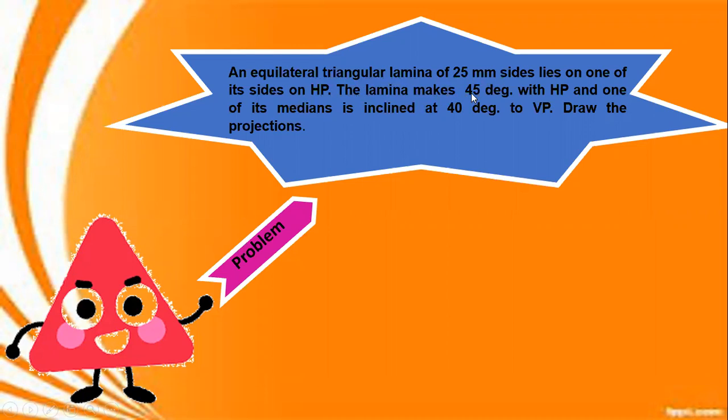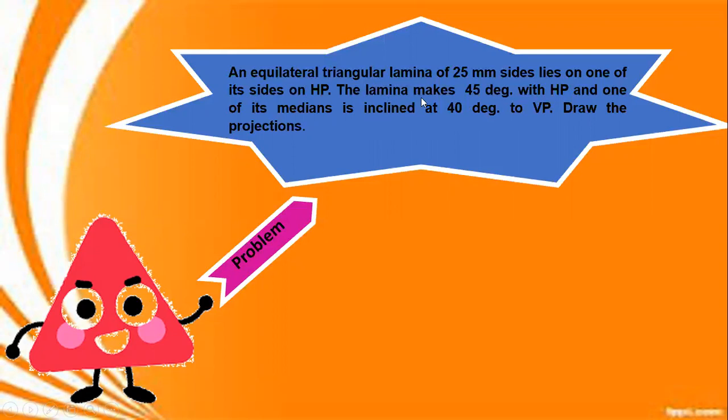And the lamina makes 45 degrees with HP and 40 degrees with VP. So first position, it is resting on one of its sides on HP. The second position will be inclination with respect to HP and the third position will be inclination with respect to VP. It is resting on one of its sides or edges, so that side should come to the extreme left position. And it is resting on HP, so in the first position we should start from below the XY line.